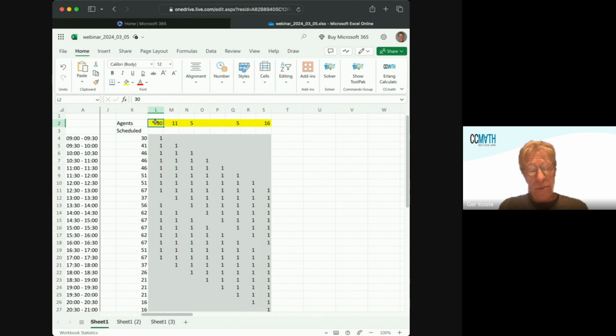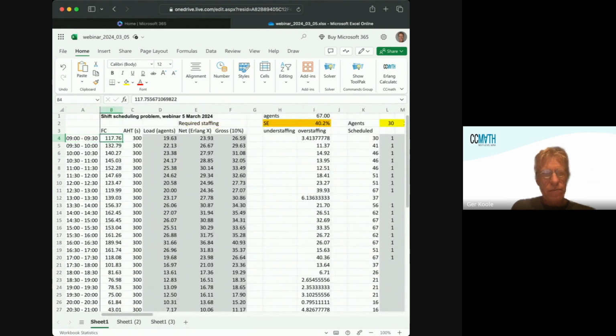What's on top here in yellow is the decision that I'm ultimately making. I'm going to decide how many agents I'm scheduling. And here in yellow, that is my staffing levels. So here, 30 agents do the first shift, 5 agents do the third shift, etc. So that translates itself into numbers of agents per interval.